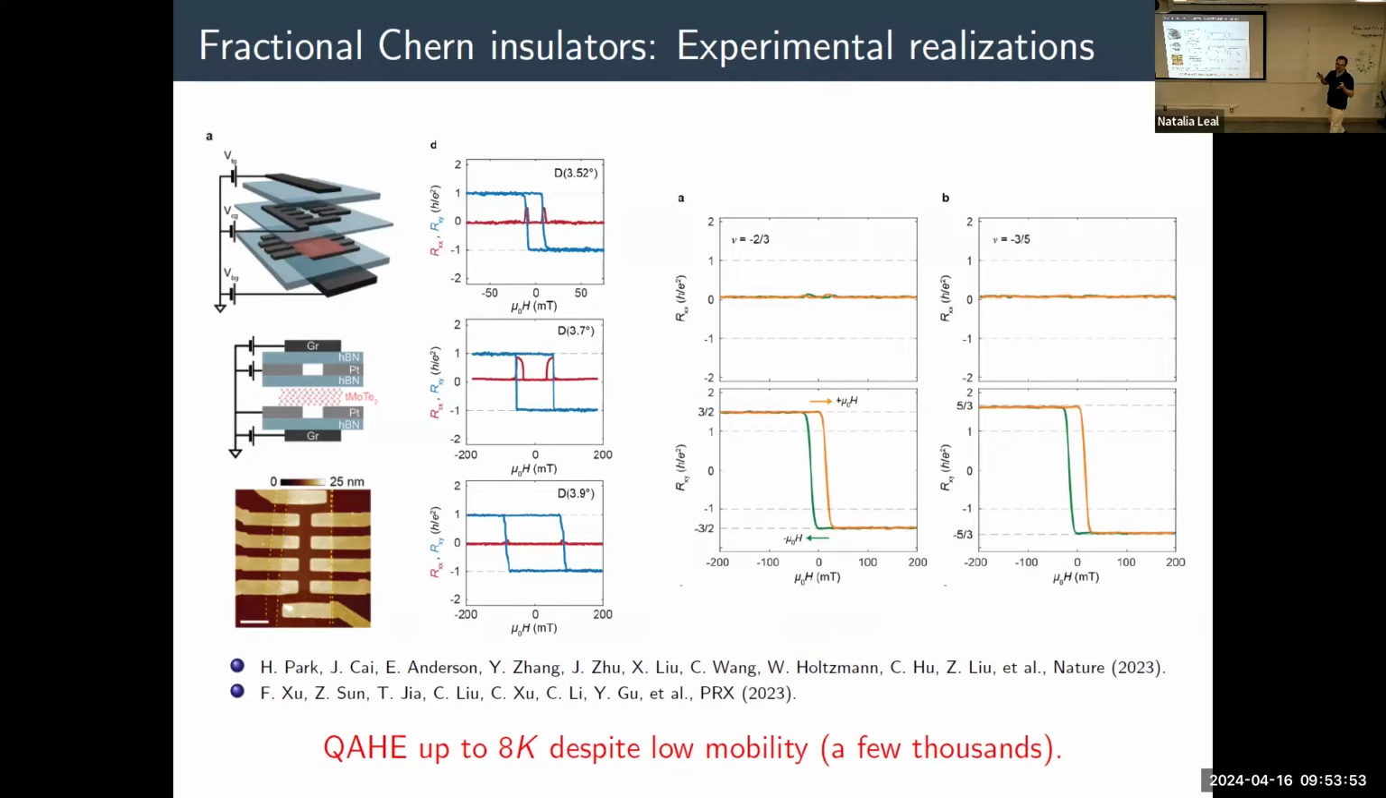If you listen to Xiaodong Xu, who's the head of the group at Seattle, he says basically that his samples are really dirty. Mobility is like over 10,000, so even worse than what people had in 82 when they observed for the first time the fractional Hall effect. But still, despite that, it's there. And it's there at high temperature: 8 Kelvin for the integer case. For the fractional one, I think they still observe the quantization up to 2 Kelvin. So it's a major improvement compared to what you had in gallium arsenide.